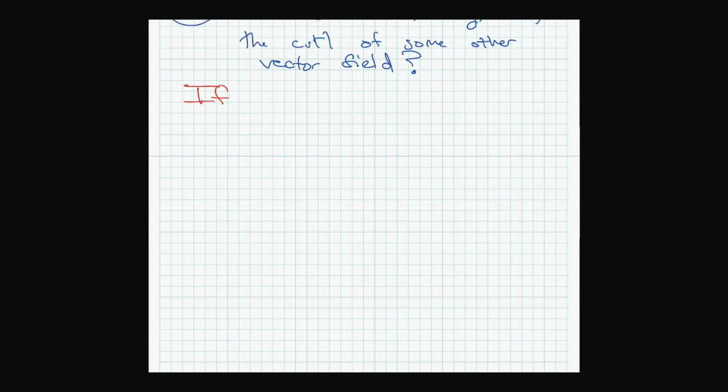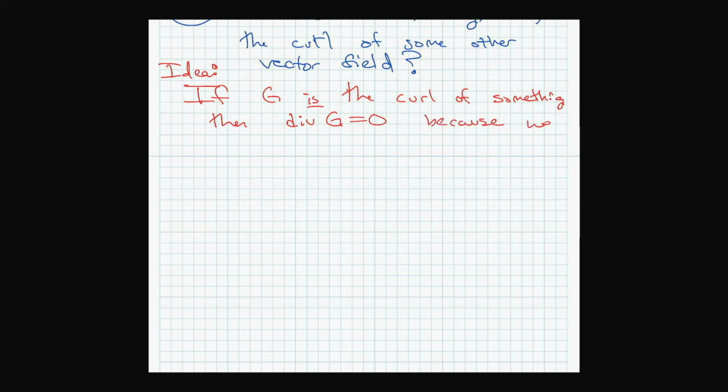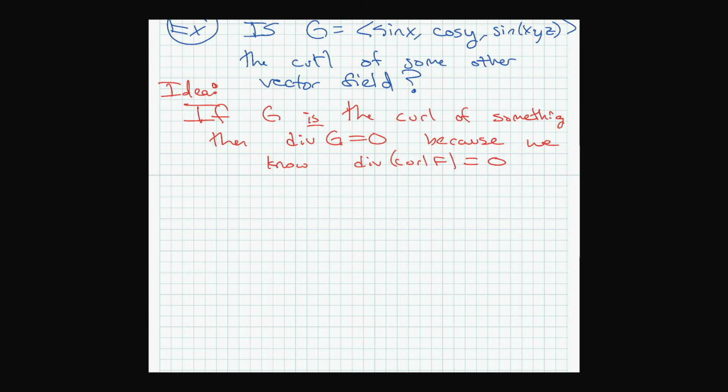So this is the big idea. If G is the curl of something, then the divergence of G should be 0 because we know the divergence of curl F should be 0, right? So what you do is we're going to take the divergence of this vector field and see if it's 0. So we compute div G to see if it's 0.